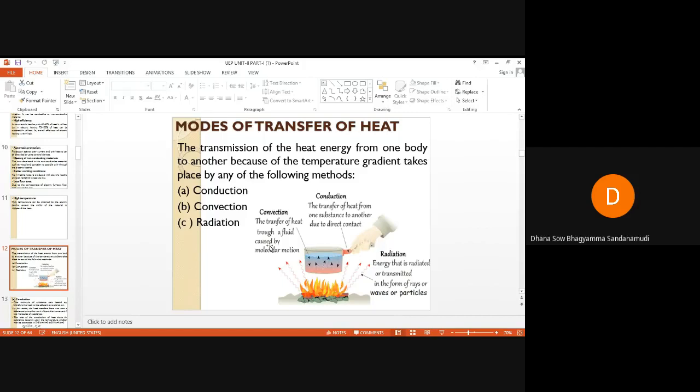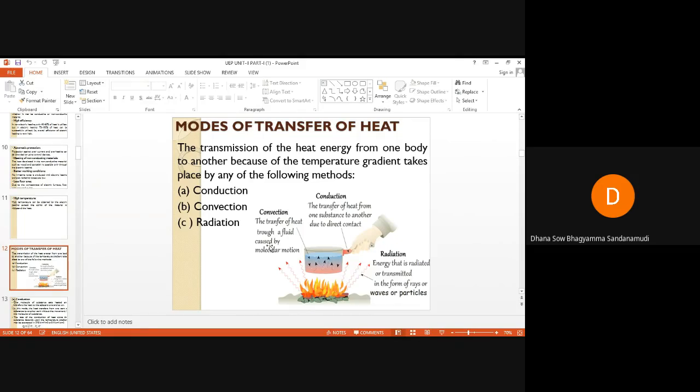Okay, and when water boils, the molecules get lighter and start moving upward. When they start moving upward, the molecules in the fluid, the upward molecules, will also get heated up.